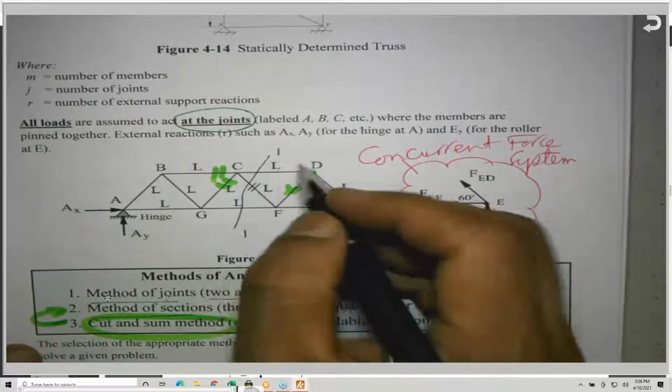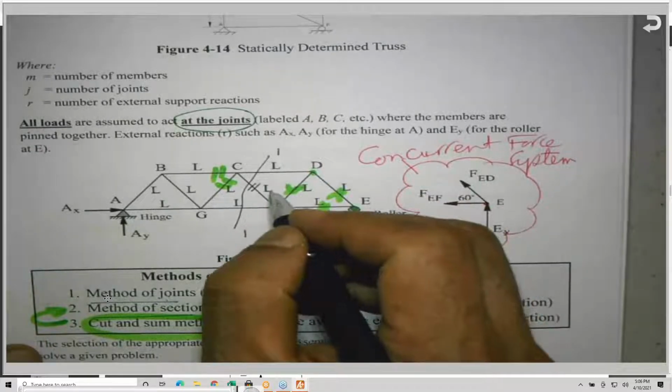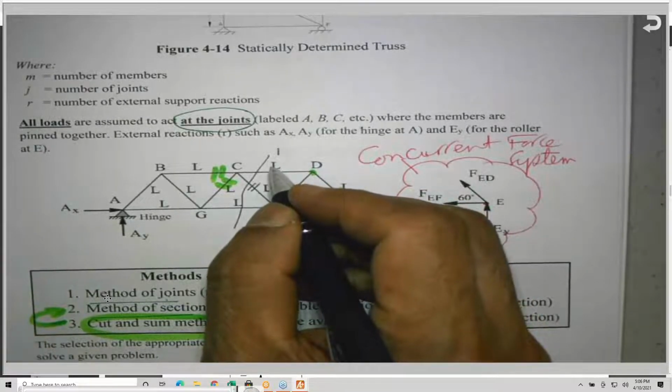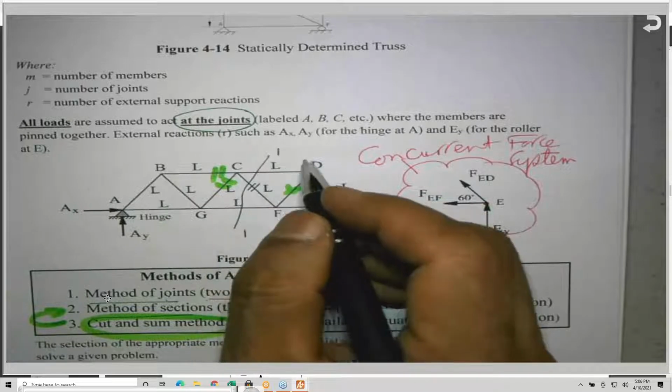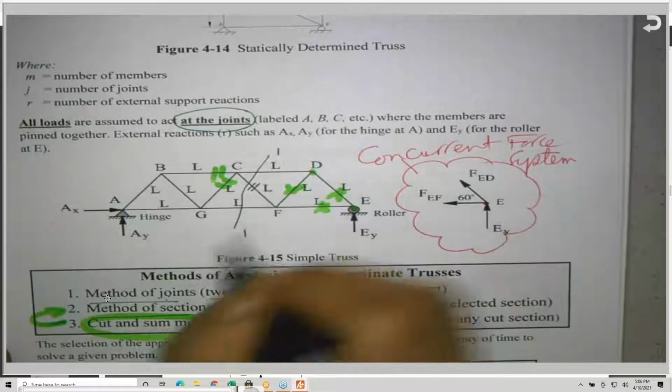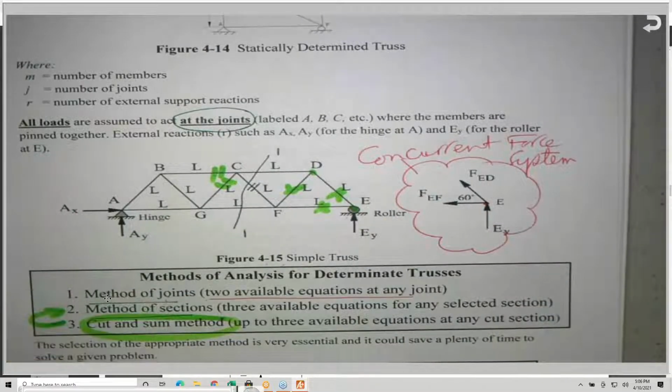This is one thing I need you to remember from the method of sections: cut the least number of truss members, and cut the member that you are looking for. Because if I cut a member that is not the member I identified, what's the benefit for me? As we're going to see in the problem that's given.